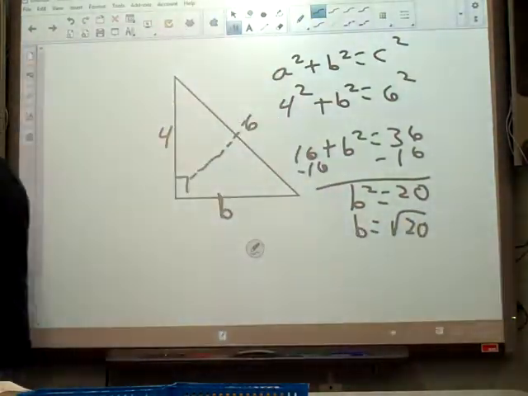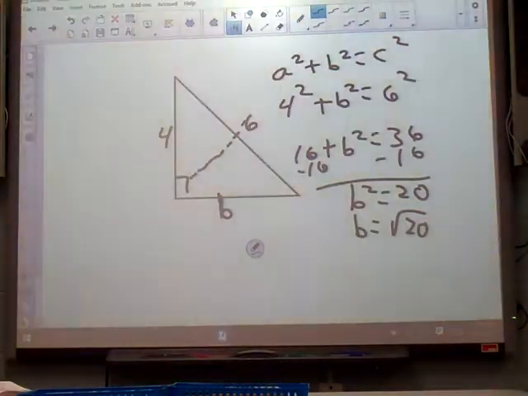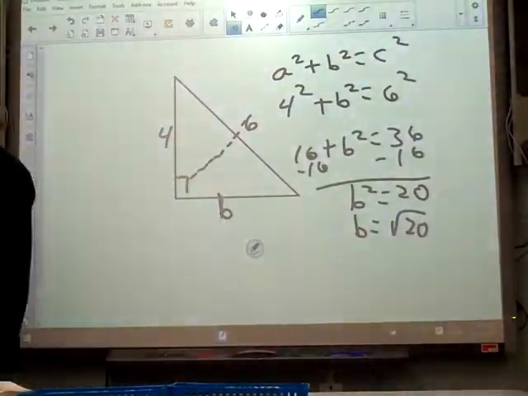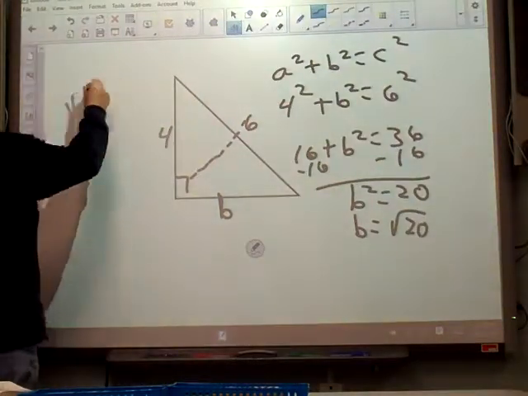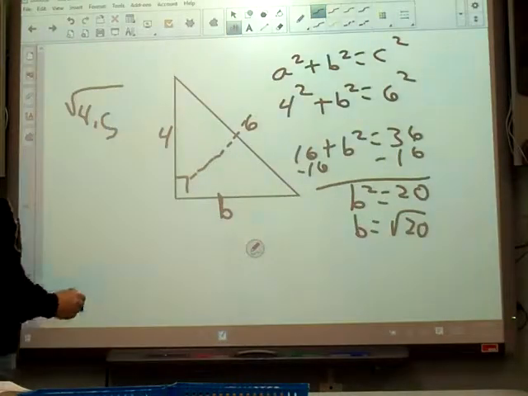So this is back to the stuff that I told you was the main point of today's lesson. 20 is not a perfect square because 4 squared is 16 and 5 squared is 25. What's the biggest perfect square that'll go evenly into 20? 16 won't go evenly into it. 4, very good. 20 is the same as 4 times 5.